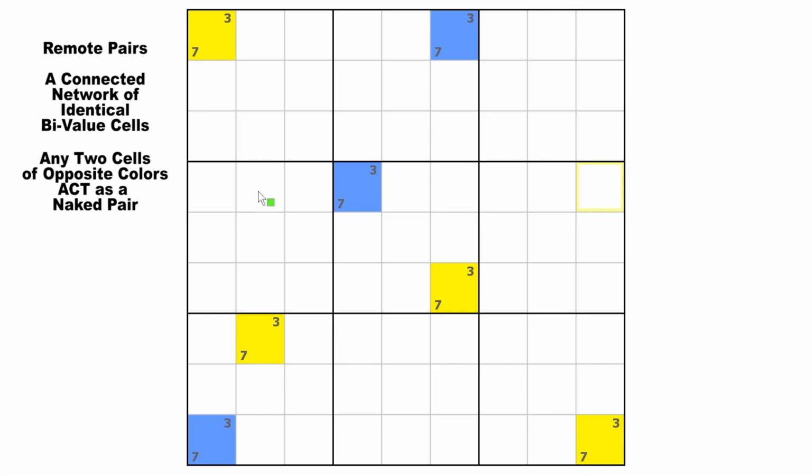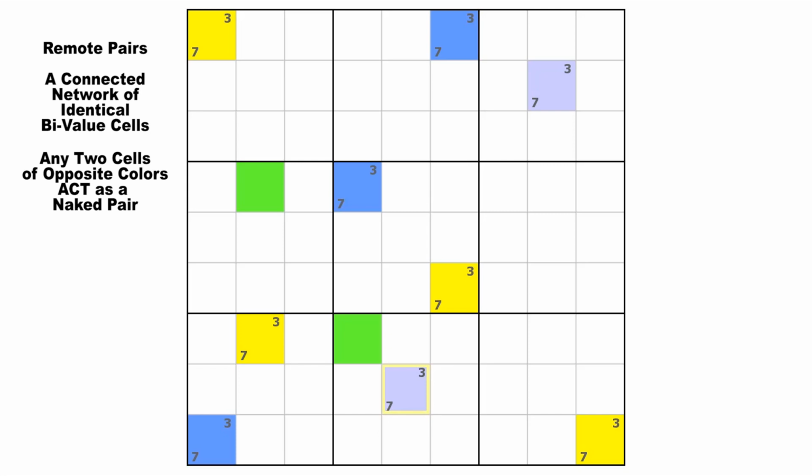And likewise, there cannot be a 7 or a 3 in this cell, and there cannot be a 7 or a 3 in this cell, because they can both see a blue one and a yellow one. Does that make sense? But if there are any bi-value cells containing a 7 and a 3 elsewhere in the puzzle that are not connected to this network, like let's say for instance in this cell or in this cell, those cells could contain a 7 and a 3, and it would be unaffected by the network because they do not see any of the blue or the yellow cells.